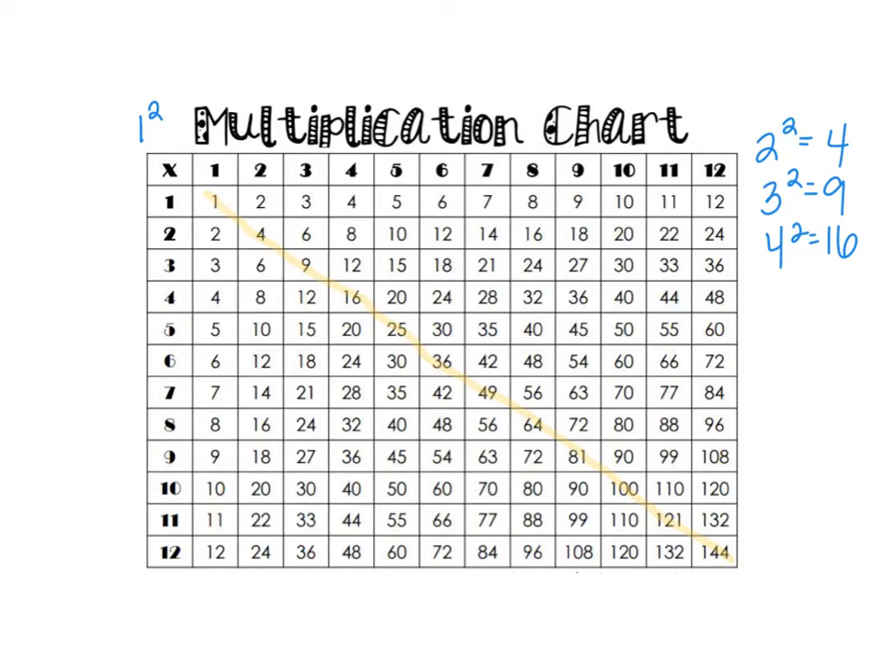So if I said, what is the square root of 144? What would be the square root of 144, Avon? 12. 12. You can work backwards. Guess what, guys? You now know how to do squares and square roots just by using a multiplication chart. Pretty cool. Okay, something else that I want you to notice.